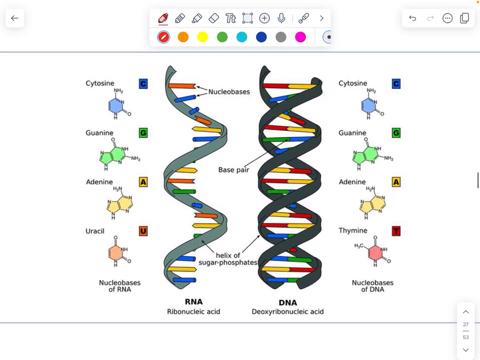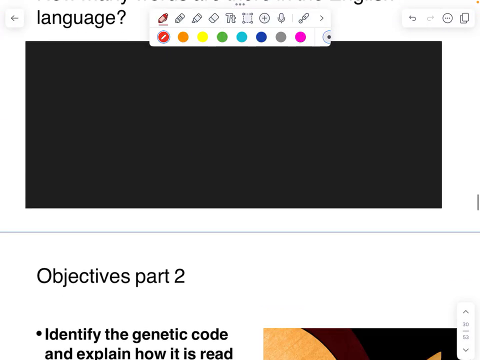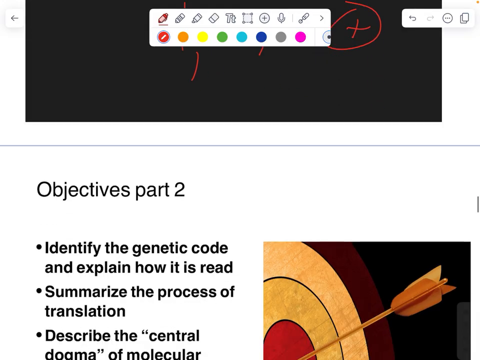Okay, and here's RNA versus DNA. So there's 26 letters, of course, in the English language, and 1 million plus words. And so much like that, there's words in the genetic code.